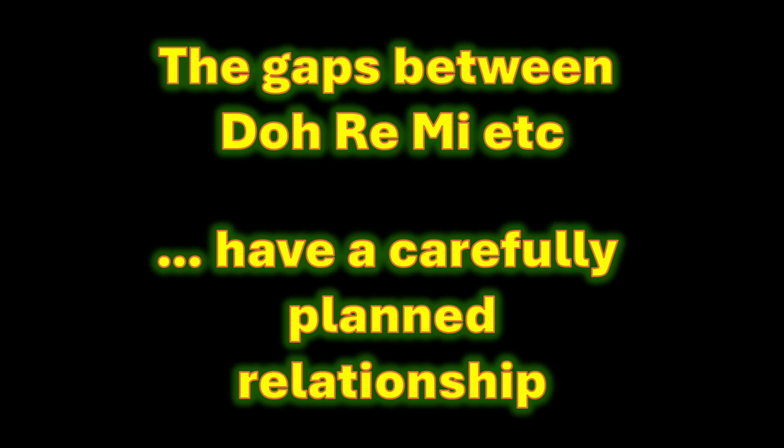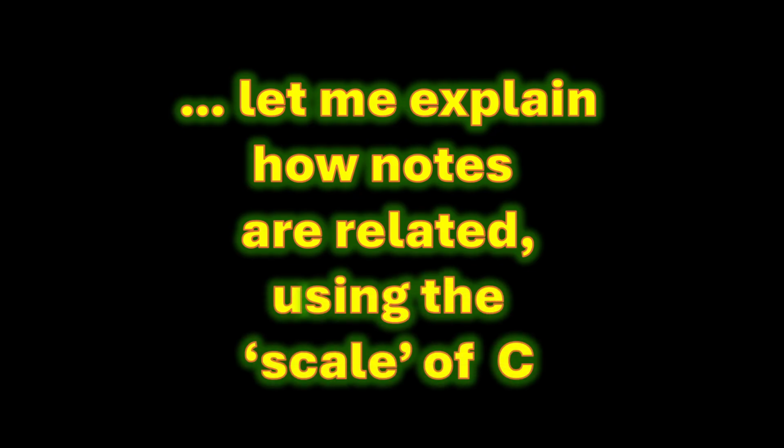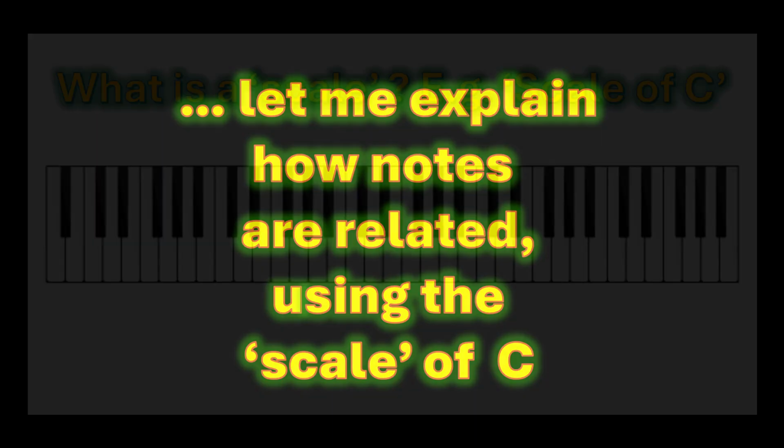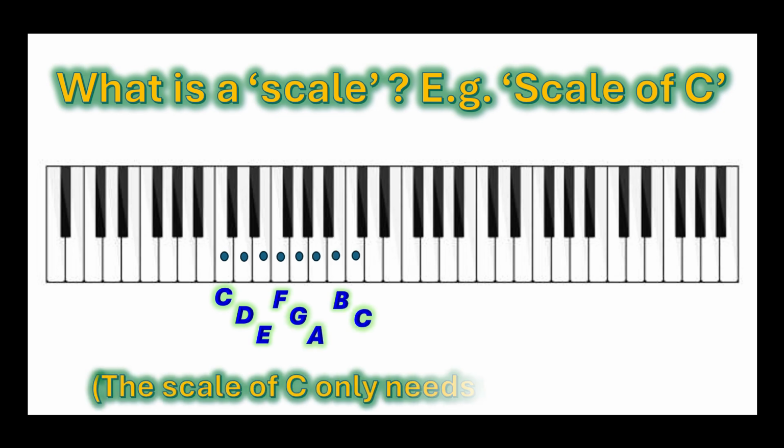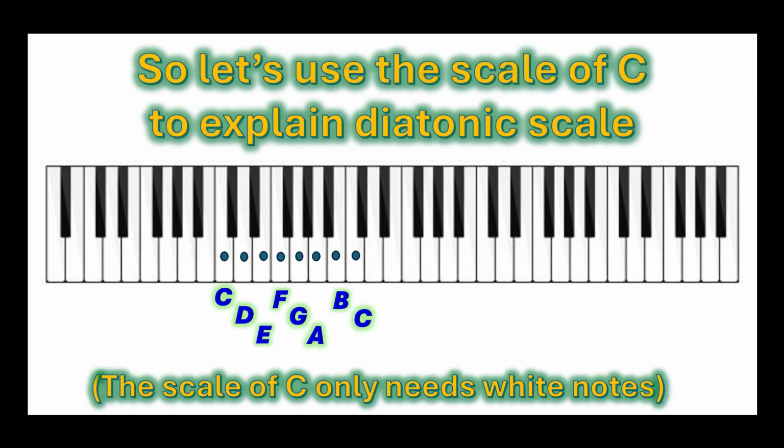Let me explain this relationship using the scale of C. You remember that a scale is do, re, mi, fa, sol, la, ti, do. For instance, the scale of C is C, D, E, F, G, A, B, C. I'm going to explain the relationship between the notes in a diatonic scale, do, re, mi, etc., using the scale of C. It's easy in C because it's all on the white notes, so it's easier to understand.